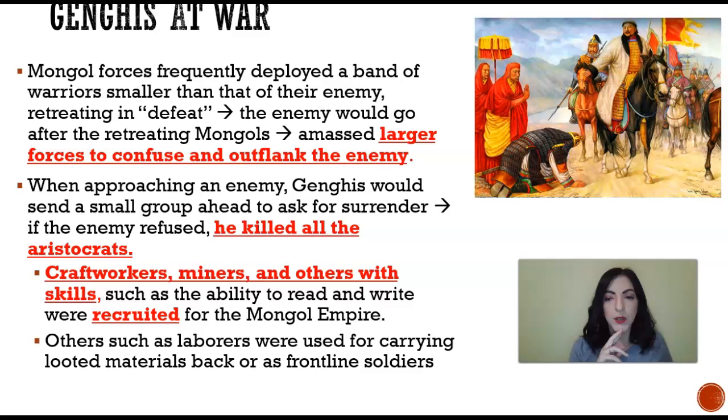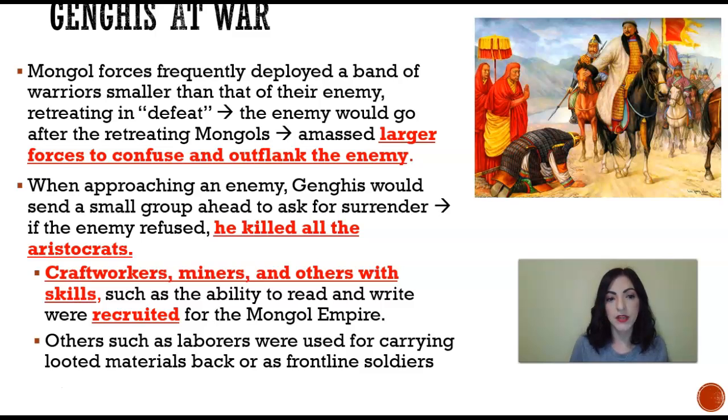Genghis also, at war, would use a tactic where he would have a smaller group of soldiers attack initially, and then it would make it look like the other guys were winning. So the small group of soldiers would sound a retreat bell, like, okay, we lost, we have to leave. The enemy would get a boost in ego and get really excited and maybe even start chasing after the small group of soldiers. And then right along a hill or a ridge, there'd be a larger army waiting for them. It was a shock to them because they weren't expecting this to happen. And so it would confuse them, and they could then outflank the rest of their enemies.